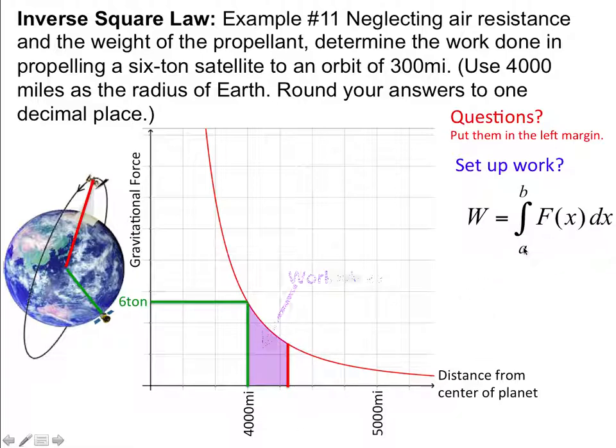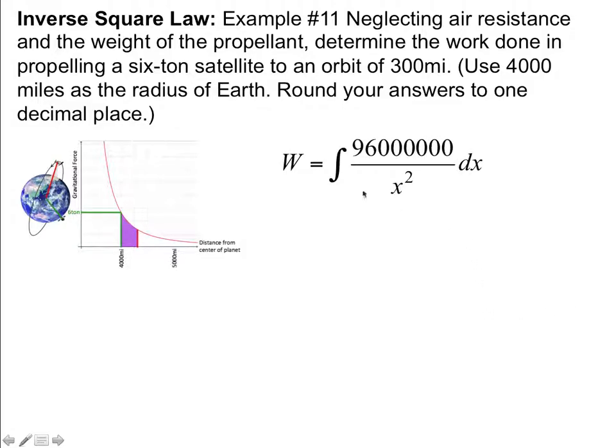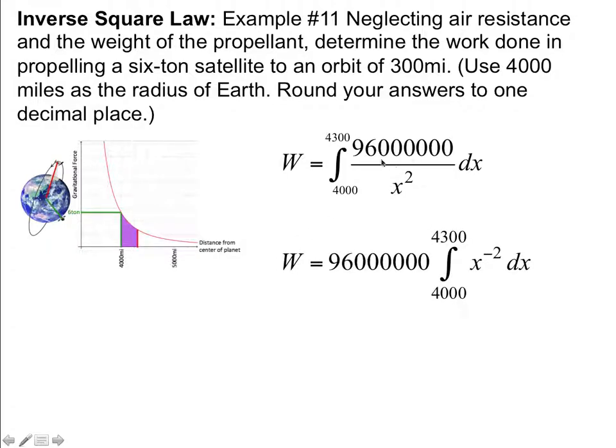So we're going to set up this integral, and here's our force function because we found our K at the Earth's surface. And so we're going to set up our work function. It's going to be integrating our force function, and we're going to start at a distance of 4,000 miles, and we're going to take this out to a distance of 4,300 miles. So what was left to do is integrate this.